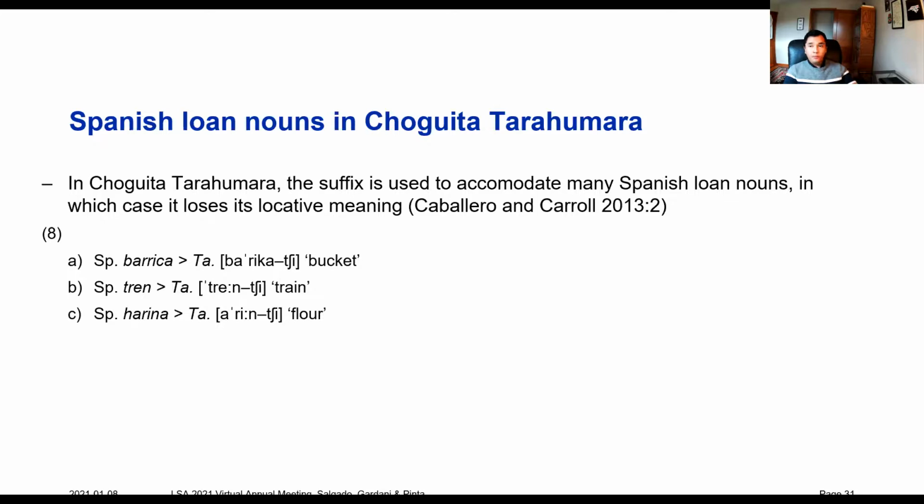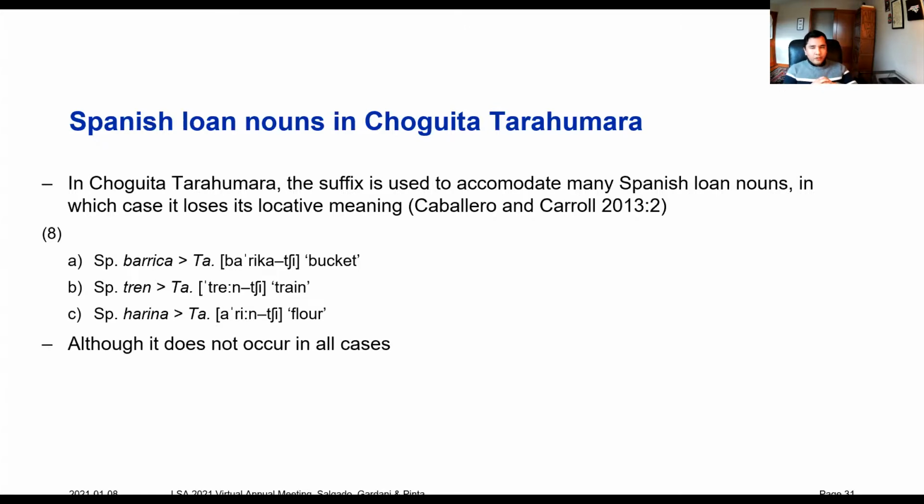So for example, we have Spanish barrica, bucket. It's adopted in this variety of Tarahumara as baricachi. And this has no locative meaning, so it means plain bucket. Also from Spanish tren, train, is borrowed as trenchi, and Spanish harina is borrowed as harinchi.